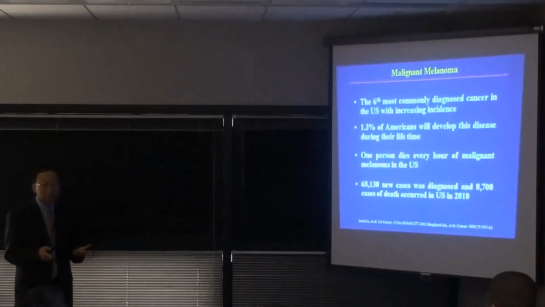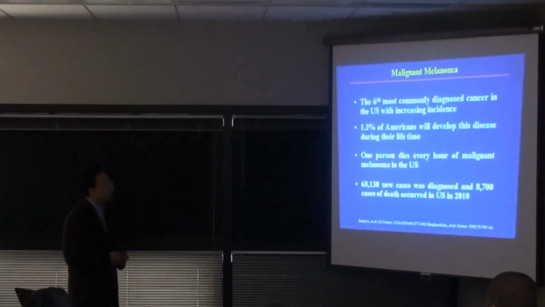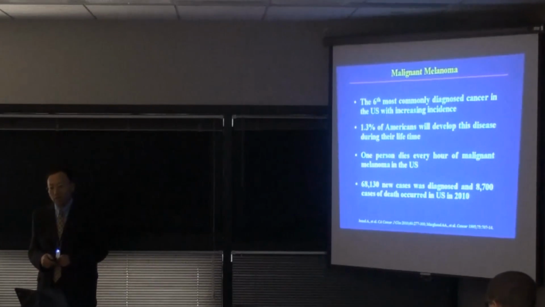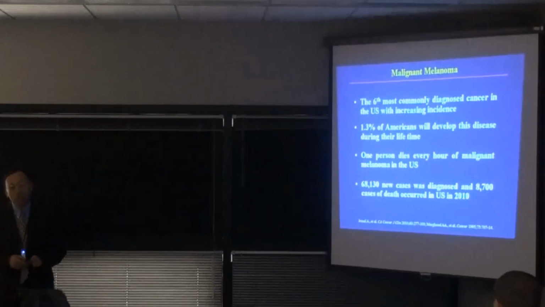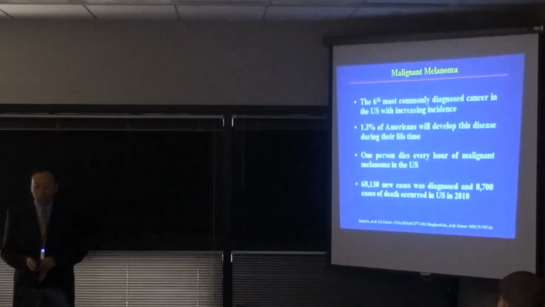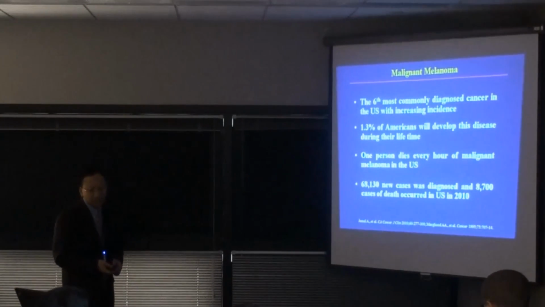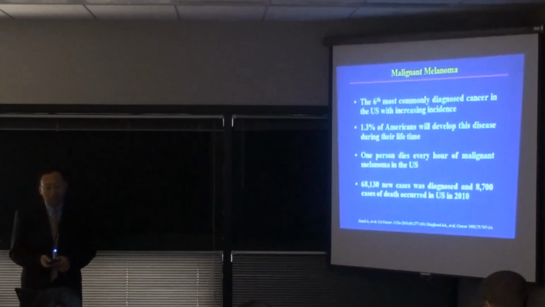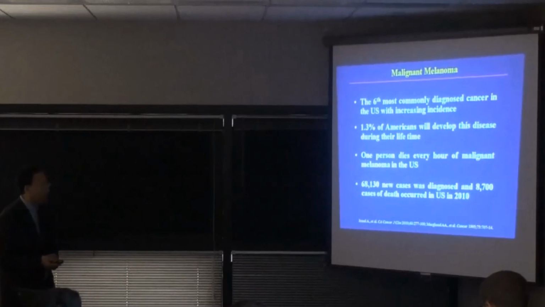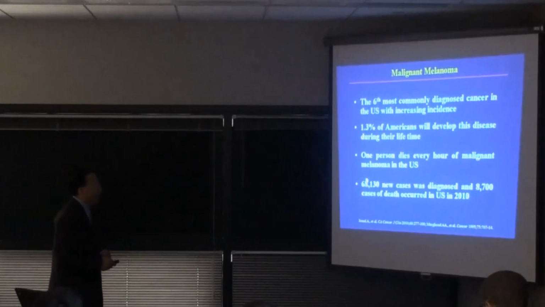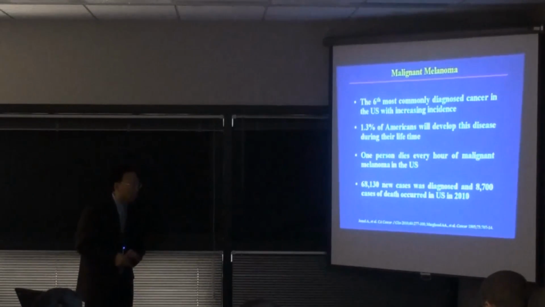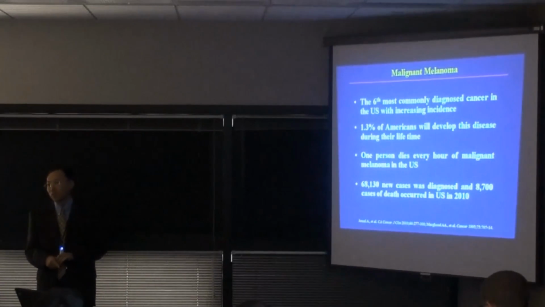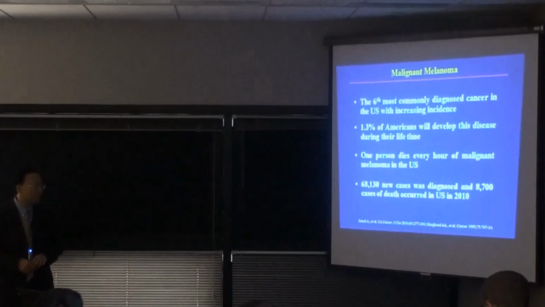A brief introduction on melanoma. Melanoma is the number 6 most commonly diagnosed cancer in the United States, and 1 out of 75 Americans will eventually develop this disease during their lifetime. In fact, 1 person dies every hour in the United States because of malignant melanoma. About 68,000 new cases were diagnosed, and about 8,700 deaths occurred in the United States in 2010.